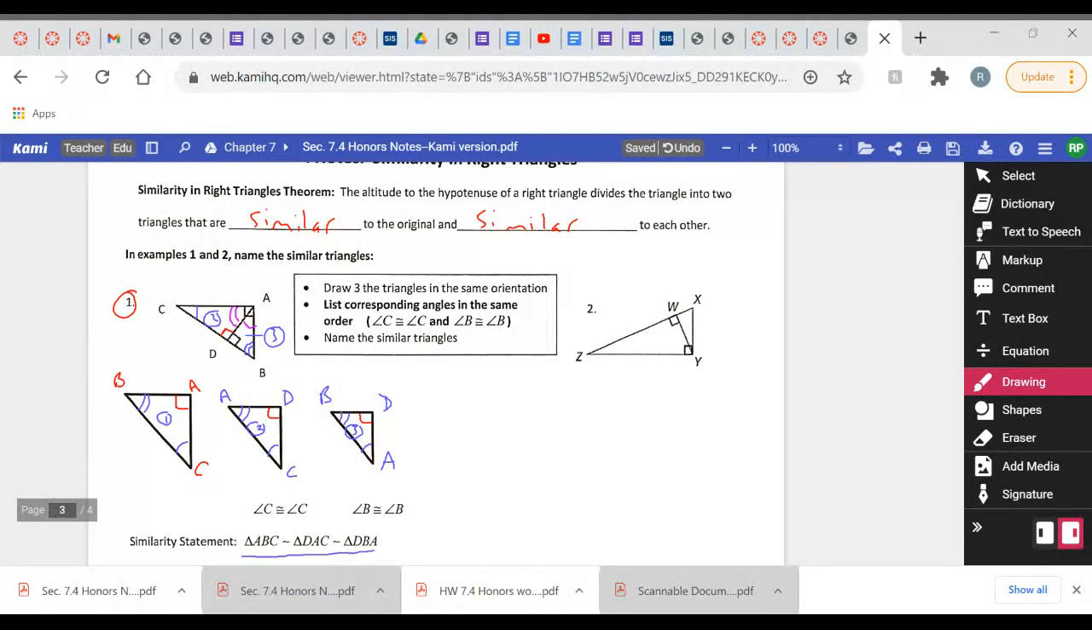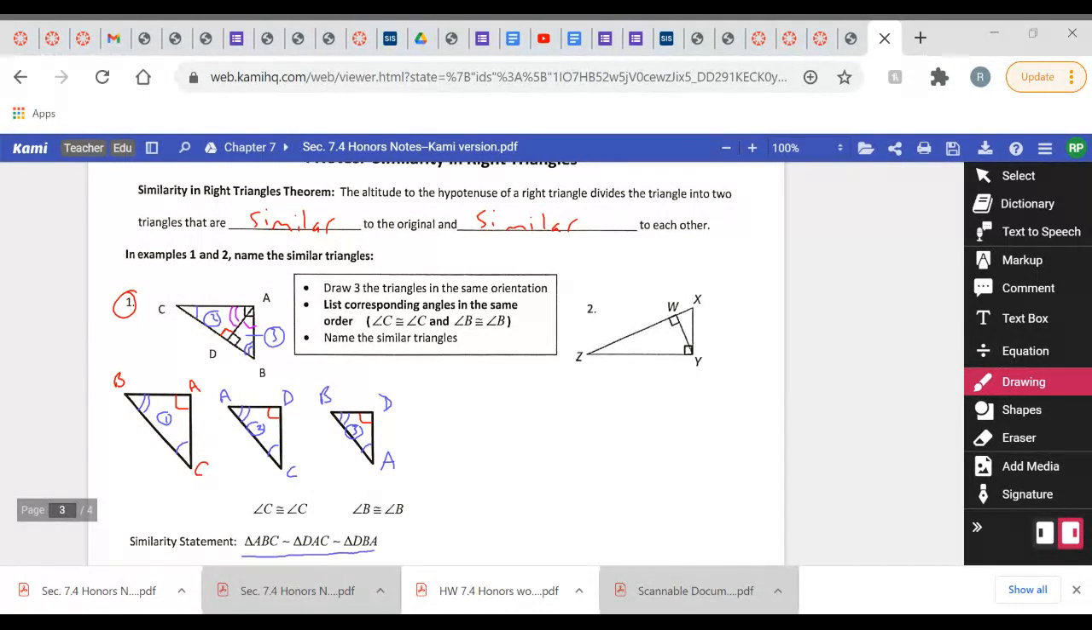Okay, once we know that, if we knew numbers on some of the sides, we could set up proportions to solve for the missing pieces. And we'll see that down below in a minute. Okay, so let's go ahead and try number 2. They didn't give us the triangles this time, so let's go ahead and draw them ourselves here. So again, we can see there's 3 triangles in this picture.